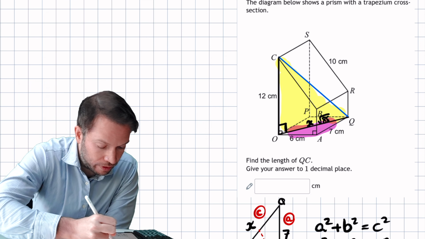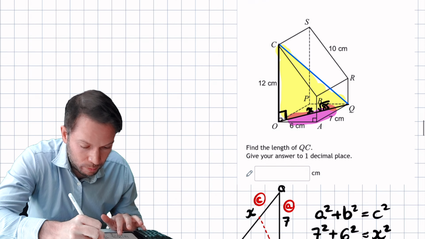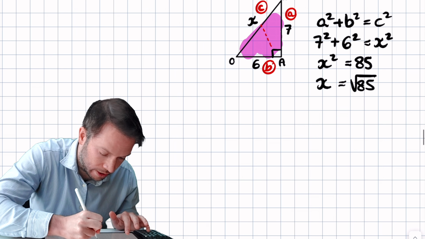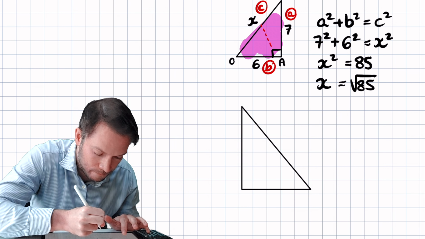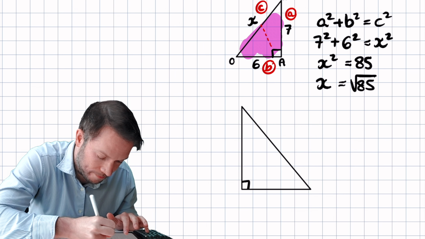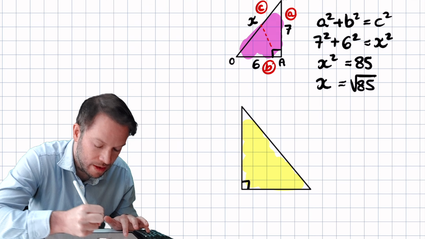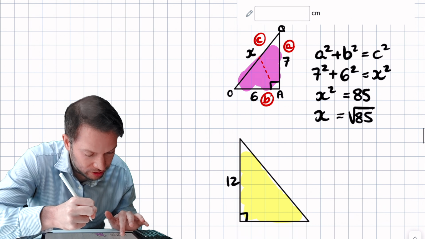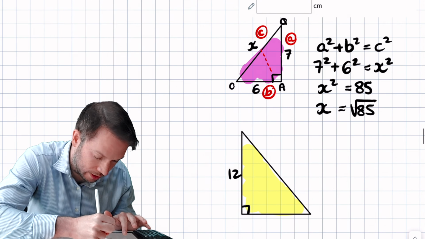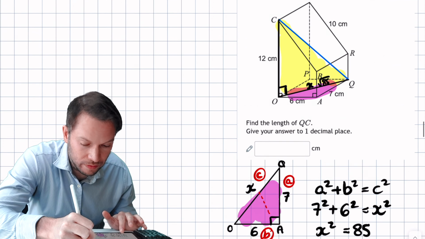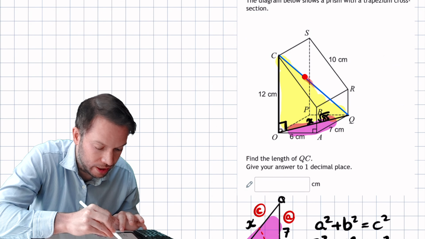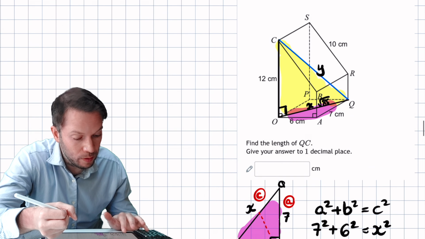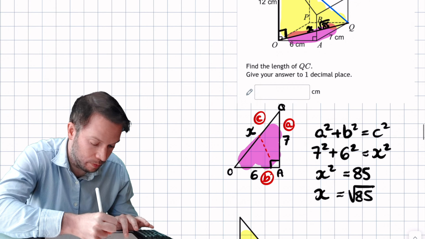Now, let's focus on the yellow triangle. The one we did before was the purple one. So now we're going to do the yellow one. We draw it out and shade it in yellow. Let's look at the lengths. We've got the 12 on the left, and the bottom length is OQ, which is root 85. We're trying to find this blue length here, CQ. Let's call it Y, because we've already used X. Y will be the answer that we want.